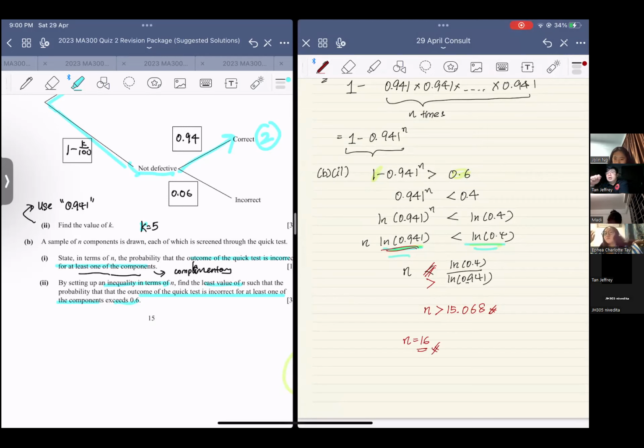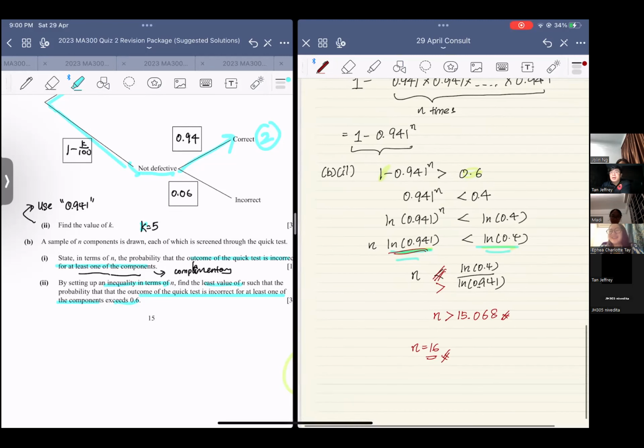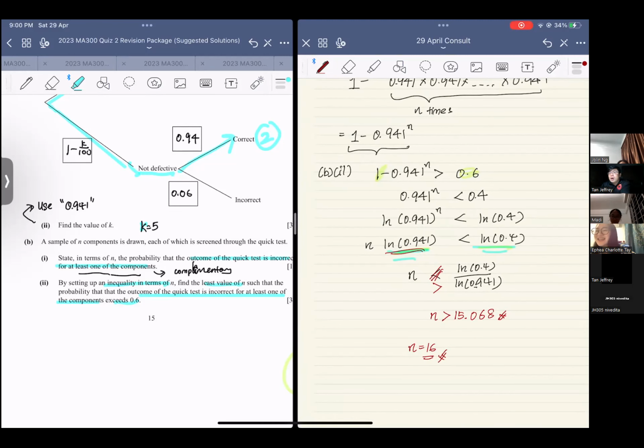Okay, sorry, just now who was it? Wait, I have a question. For the second step, why did the signs change? Why did the signs change? Oh, I see, do you understand it now?